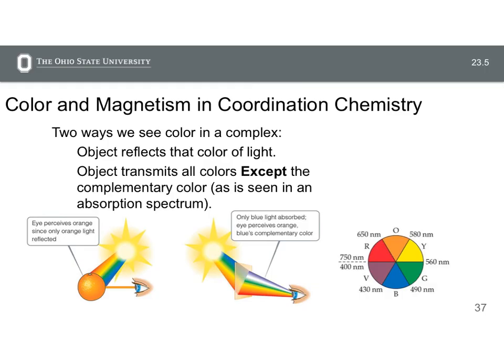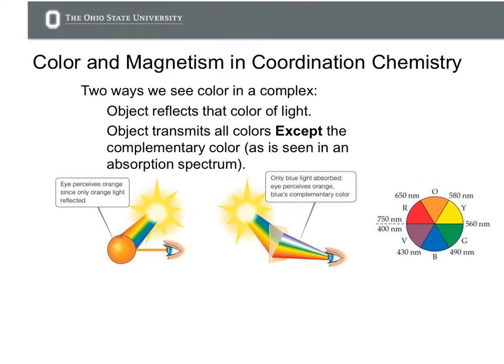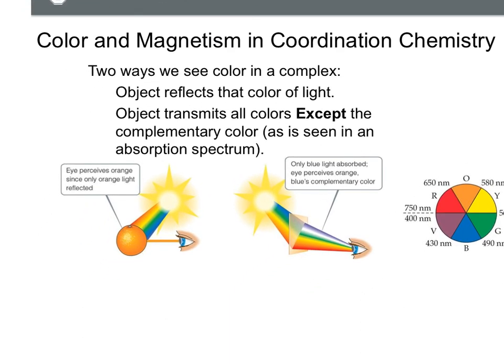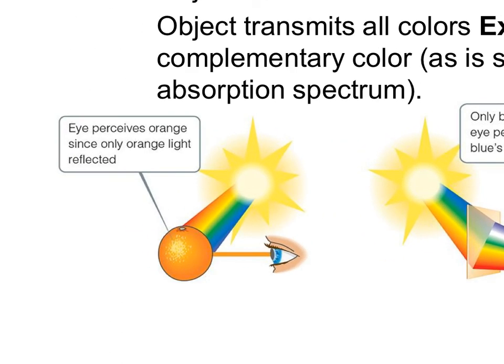Well, okay, so let's first think about what it is that we're doing when we perceive color. There's a couple ways that we see color in a complex. It's either an object will reflect that color of light, or the object will transmit all colors except the complementary color. So let's see what that means. Let's say you have an orange, and it's orange. So you perceive the orange color, and what's happening is only orange light is being reflected.